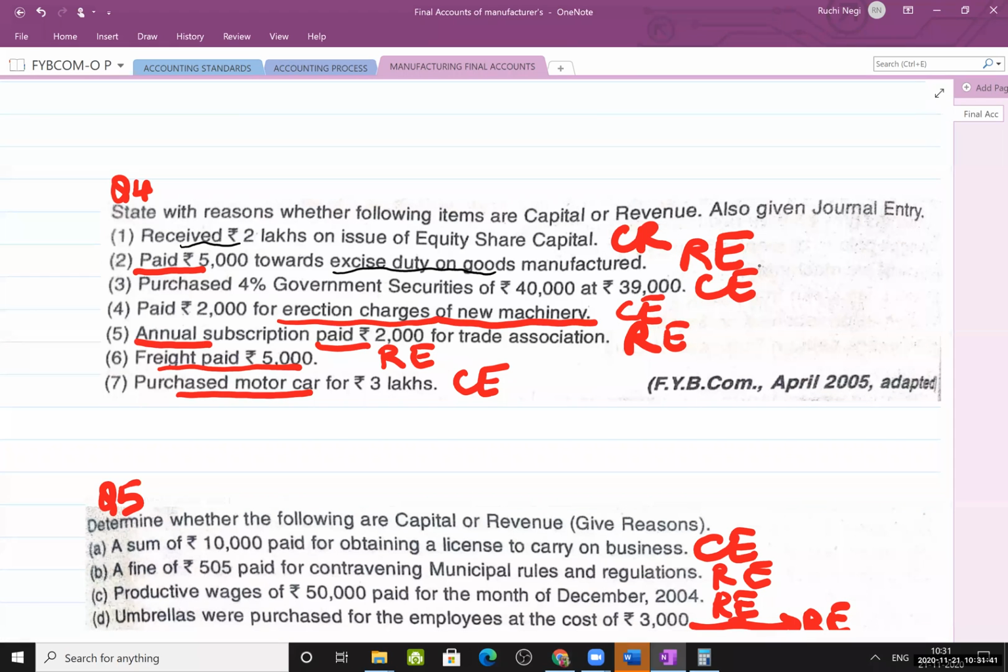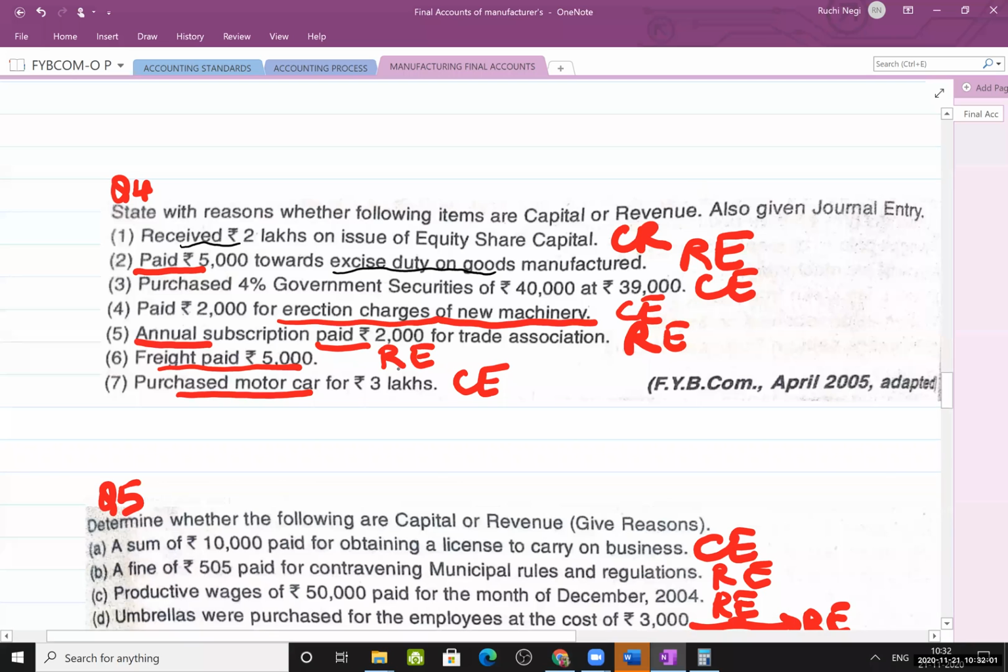Okay. Paid 2,000 for erection charges of new machine. आपने नया एसेट खरीदा और उसके इंस्टॉलेशन के लिए आपने 2,000 रुपए भरे. Any expense which you incur in connection to purchase of an asset, it is increasing the cost of the asset, so it is capital expenditure.